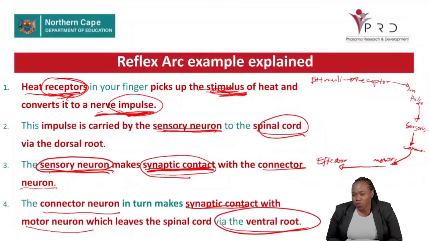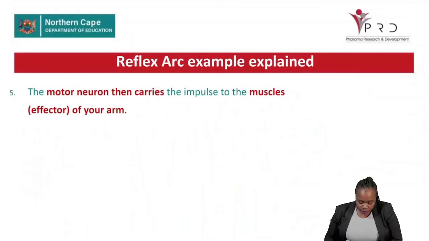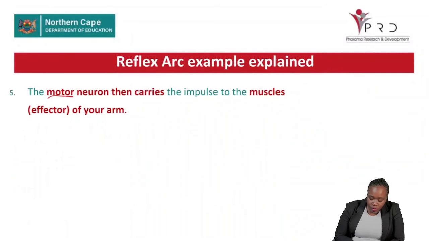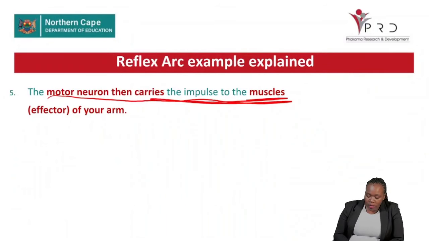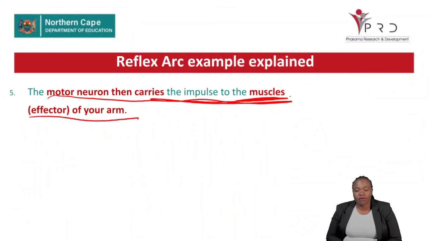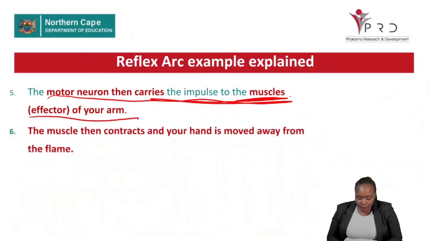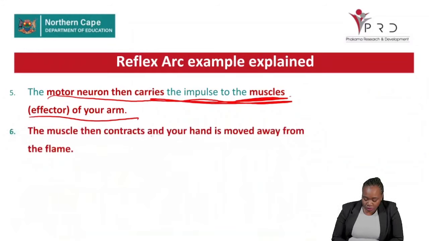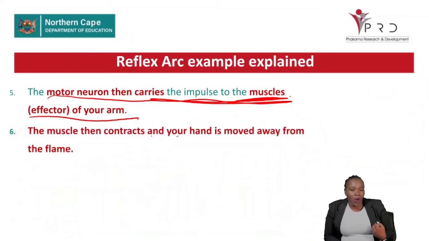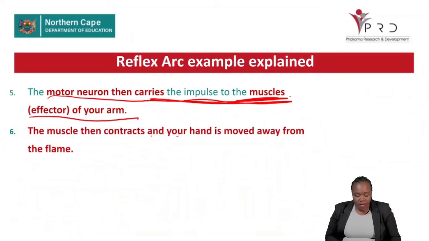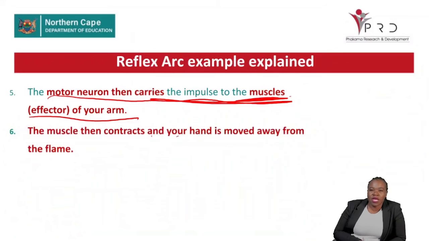So always the motor neuron will leave through the ventral root, whereas the sensory neuron will always enter through the dorsal root. Right, now the motor neuron has carried the impulse to the muscles or the effectors of the arm that has touched that hot surface, right? So now the muscle is able to contract and the hand will move away from that flame, and that is how the hand will be able to prevent itself from being harmed.